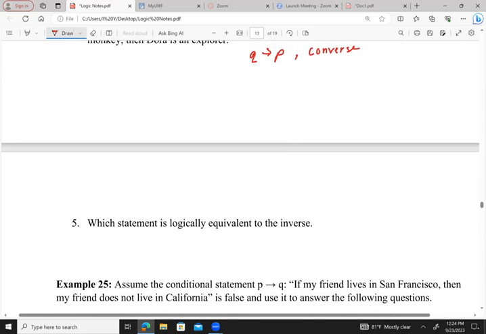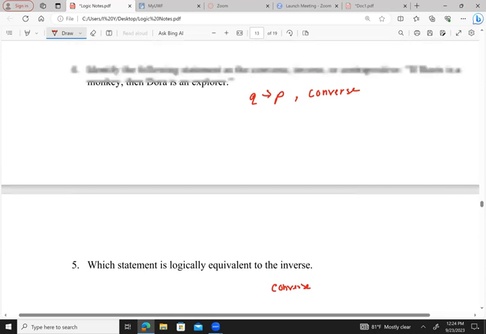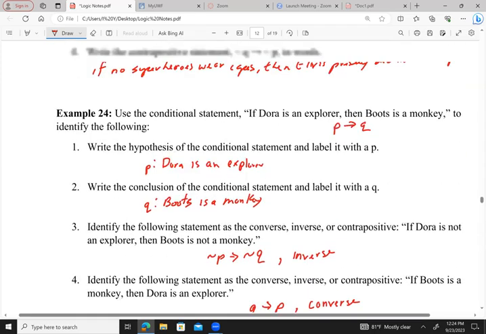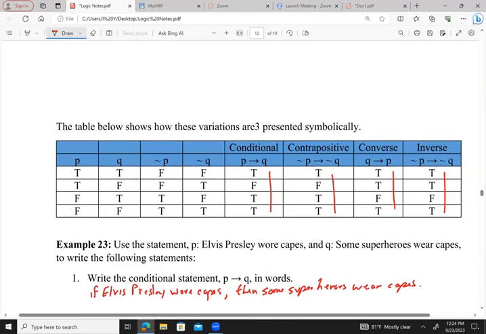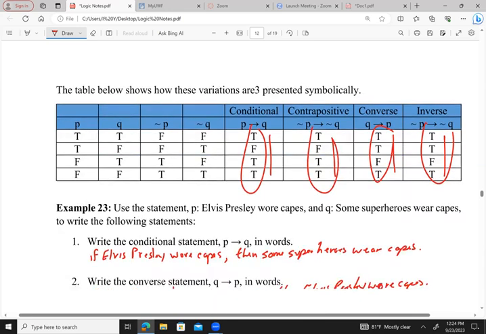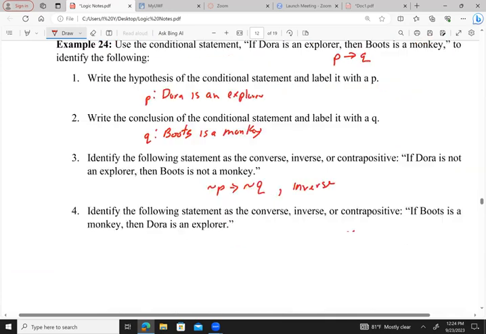And which statement is logically equivalent to the inverse? That's the converse. The inverse and converse are logically equivalent. See here and here. And conditional and contrapositive are logically equivalent.